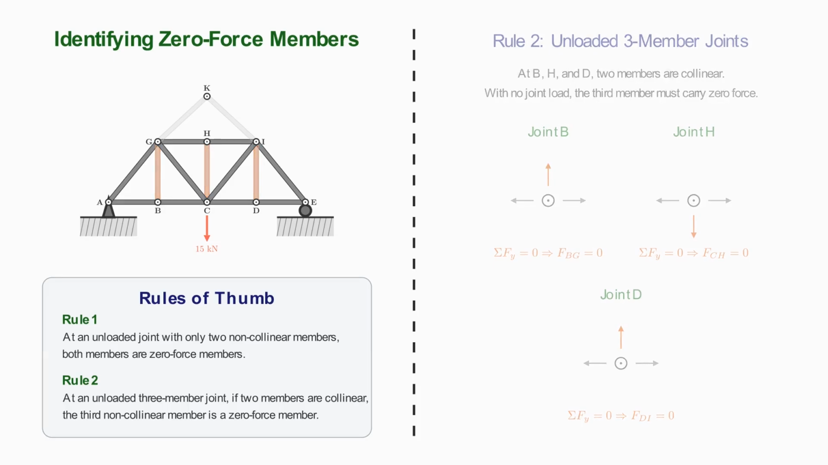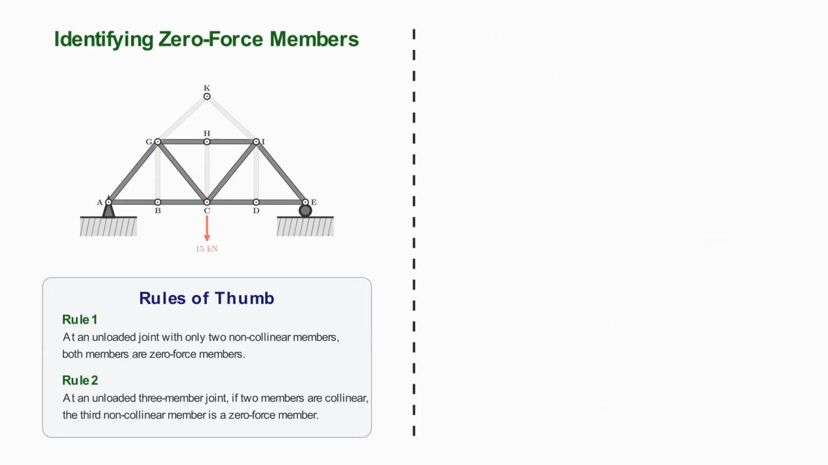So without carrying out a full truss analysis, we have already identified 5 zero force members: GK, IK, BG, CH and DI. This is one of the main advantages of identifying zero force members before solving a truss. They allow us to simplify the structure and make the active load path easier to understand.